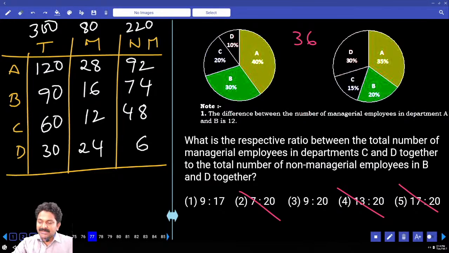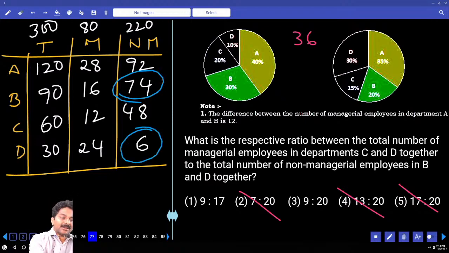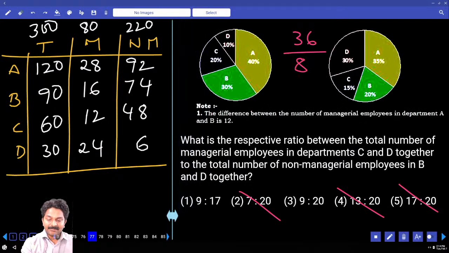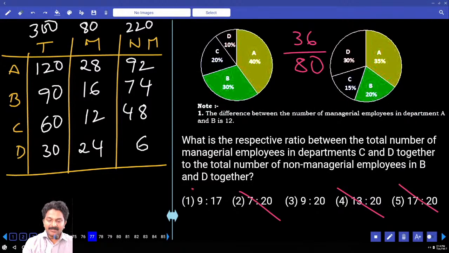To the non-managerial employees in B and D together. B and D together, non-managers 80. The second number must be a multiple of 5 because the first number is not a multiple of 5. First is eliminated. Otherwise calculate. Cancellation with 4, 9 by 20.